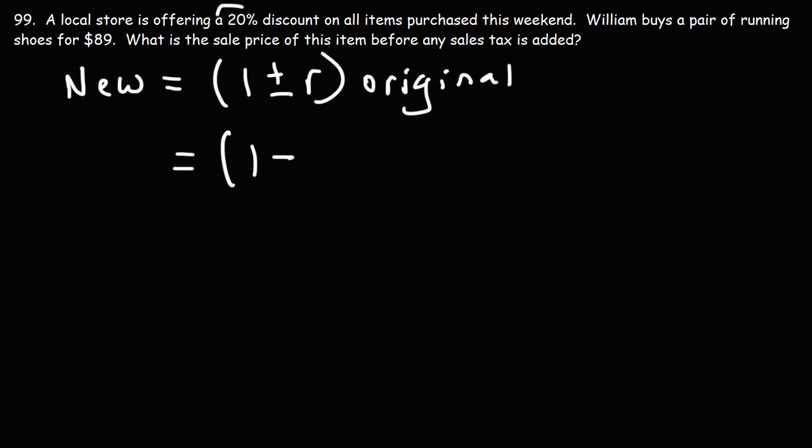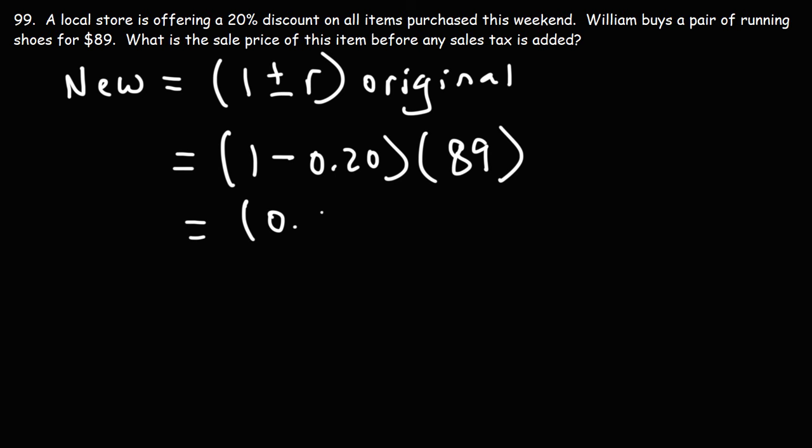Now the rate is 20%. 20% as a decimal, if you divide 20 by 100, you're going to get 0.20. And the original price for the shoes is $89. 1 minus 0.20, that is 0.80. So if you take off 20%, you're trying to find what 80% of 89 is. That's what we're doing now.